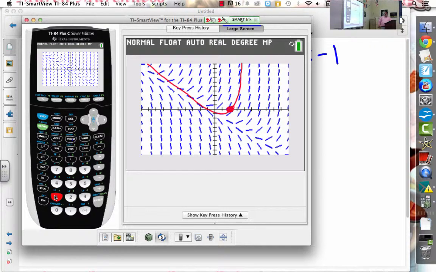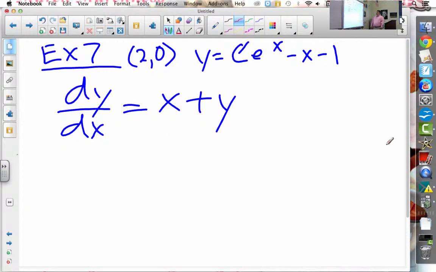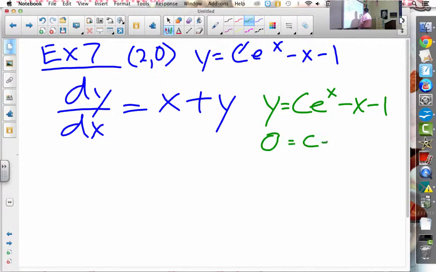Okay? Now, I said that that's actually c times e to the x minus 1. Now I can plug in 2 and 0 and get the value for c and graph it. And so we'll do that real quick just to show you how to use the slope field. The textbook doesn't say to do this, but I'm going to do it. So if I say y is equal to c e to the x minus 1, and I plug in 2, then I get 0 is equal to c e to the 2 minus 2 minus 1.